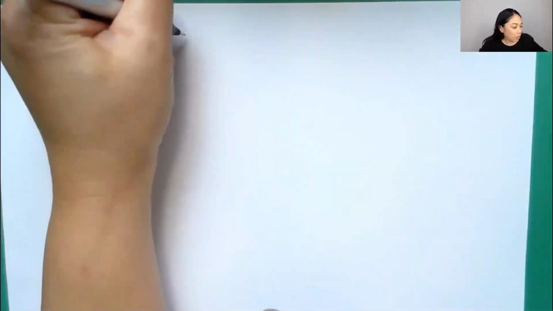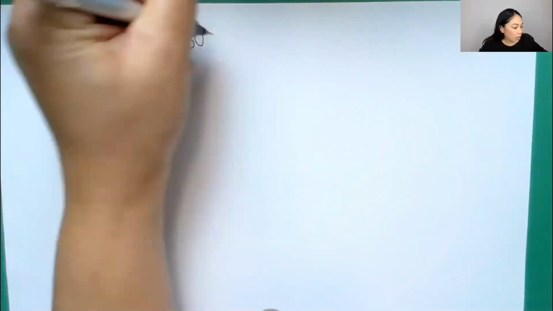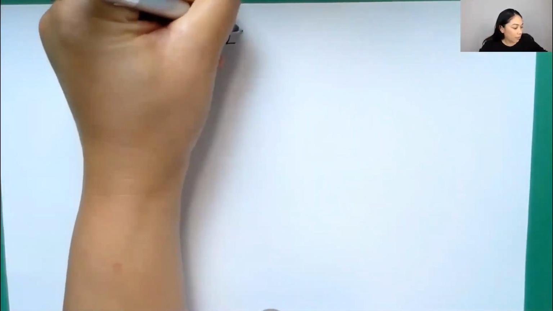Let's think for a moment. What are different ways that we can represent multiplication? We can represent multiplication using arrays, the place value chart, and also the area model. Let's now use the area model to help us solve 30 times 25.